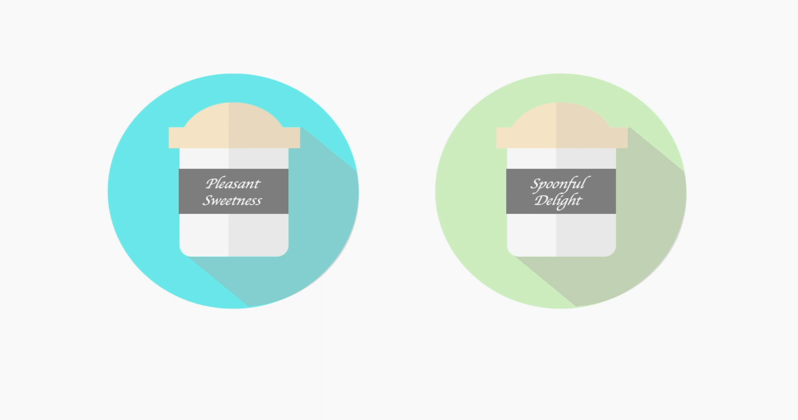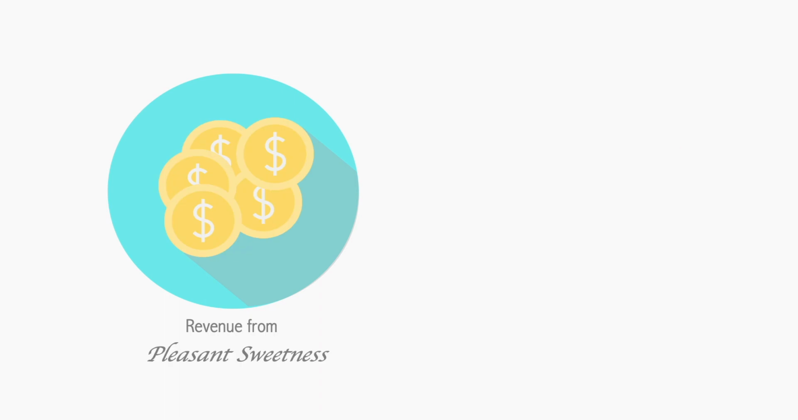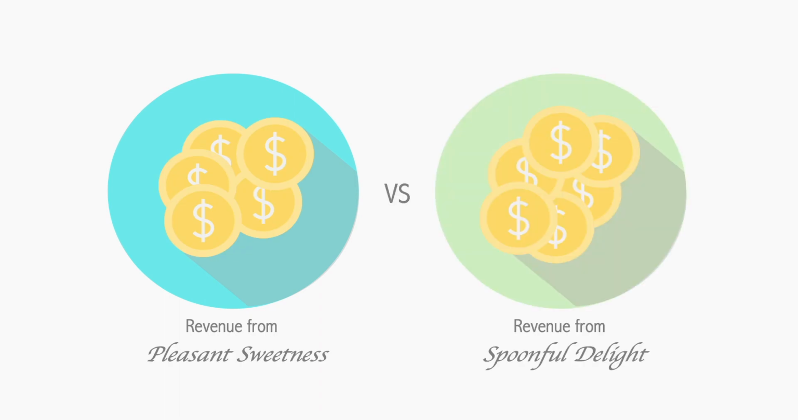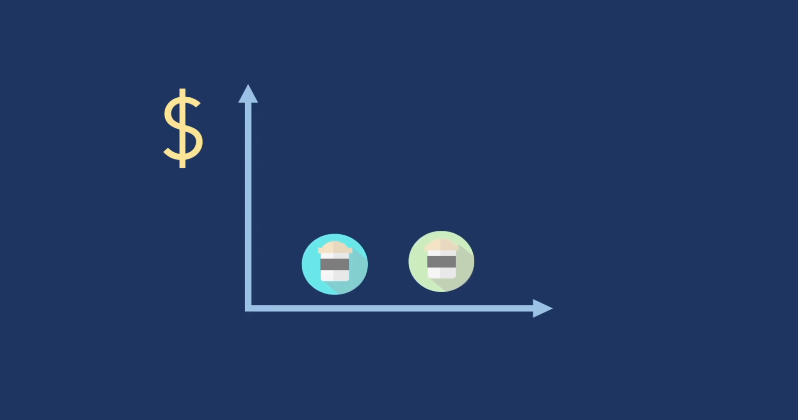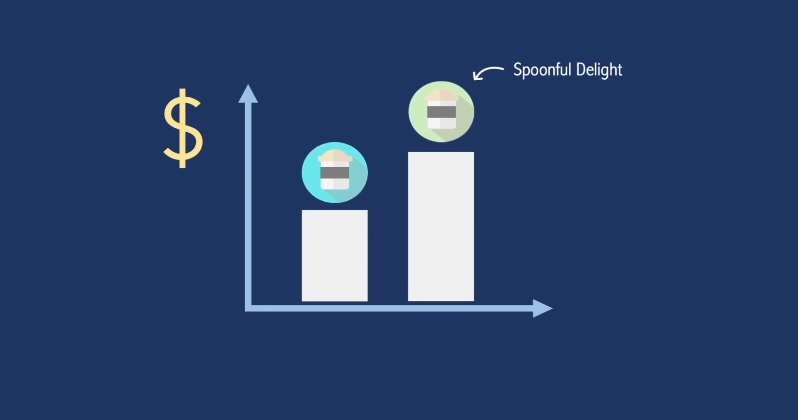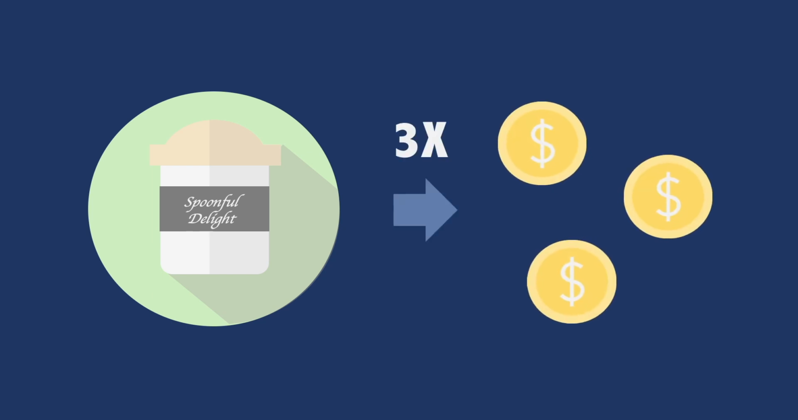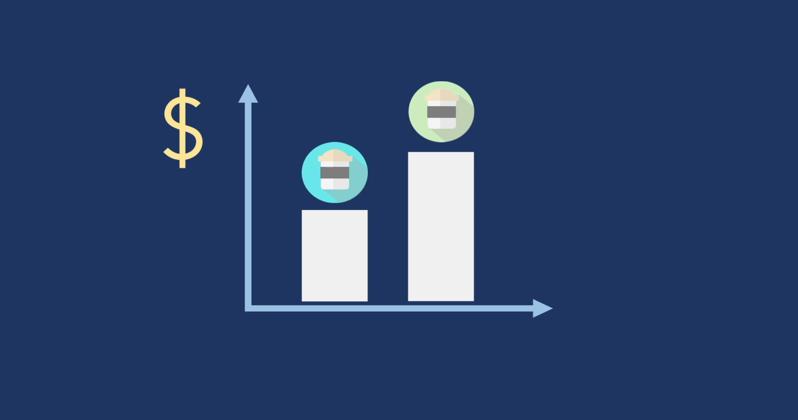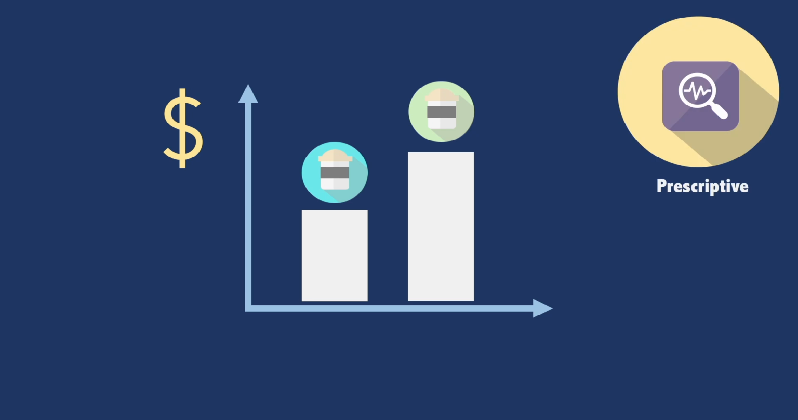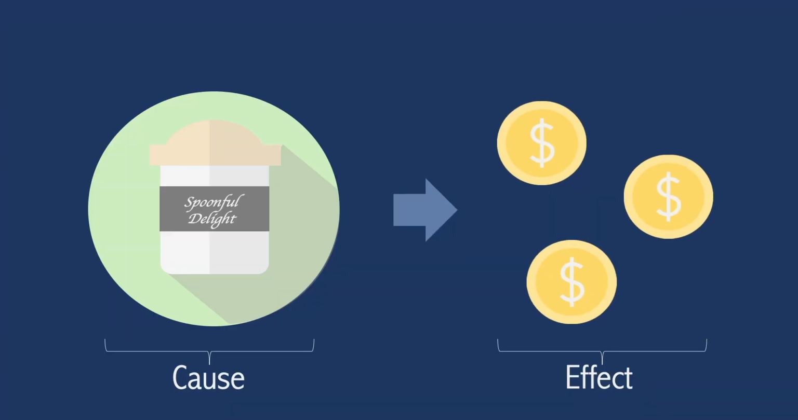To answer this question, Jay conducts an analysis comparing the revenue of Elle's lemonade with Pleasant Sweetness versus Spoonful Delight. His analysis shows that there seems to be higher revenue when Elle uses Spoonful Delight than Pleasant Sweetness. With this insight, Elle switches her sugar brand to Spoonful Delight. 1 year later, her revenue increased 3 times. This type of analysis is called prescriptive analysis, where our goal is to understand the cause and effects of the different variables. We just went through the 3 types of data science.